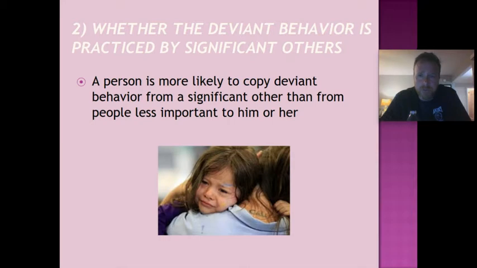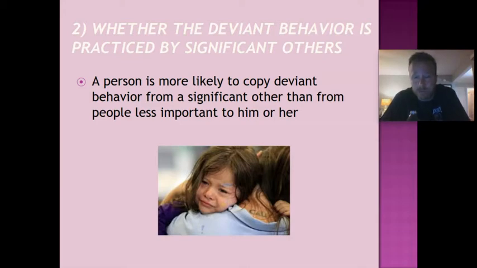Whether the deviant behavior is practiced by significant others. You're more likely to copy deviant behavior if someone that you love and that you've grown attached to is engaged in the deviant behavior. It makes more sense. There's a human connection that cannot be ignored with some of these, and the cycle of deviance sometimes within a family is something that is real. And that's backed up by statistics. There's a lot of layers to it.